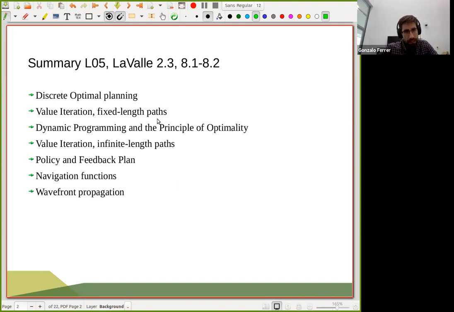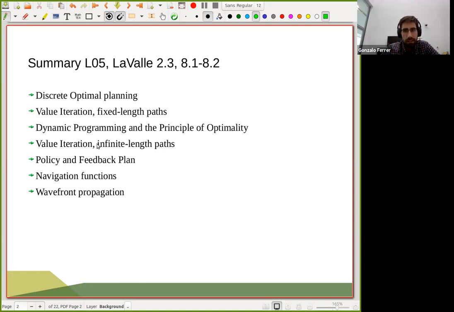Broadly speaking, this is the summary of today. We are going to get back to discrete optimal planning. Although we started discussing it a little in lecture 2, we will retake this and you will see it in a more principled way. Then we are going to be talking for the first time about value iteration on fixed paths. And this opens the door to introducing dynamic programming and the principle of optimality.